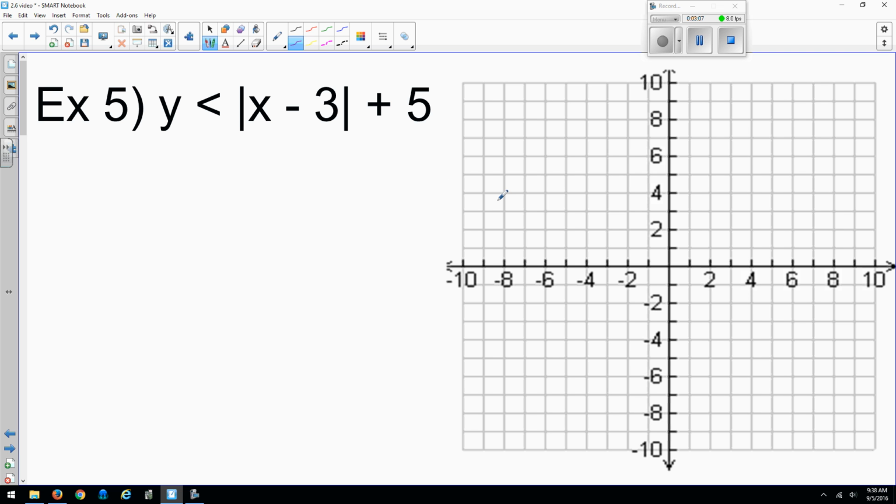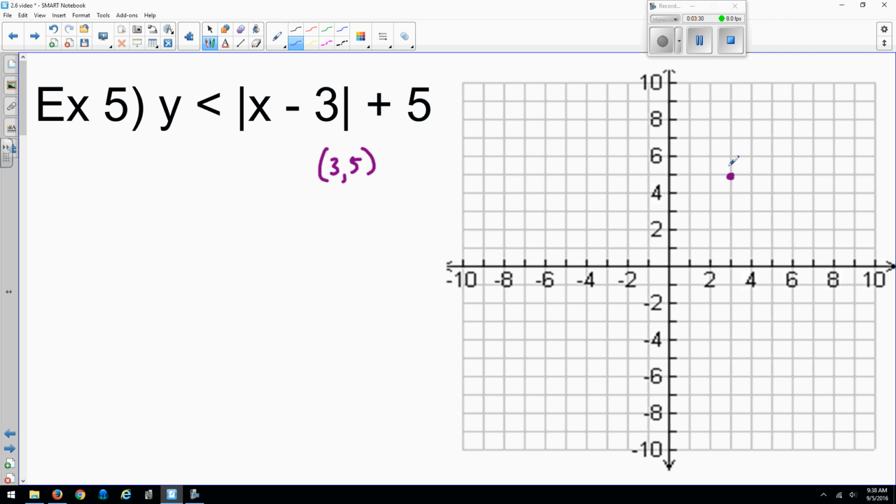And I know that I'm going to need to put the vertex of this absolute value graph at the point 3, 5. And again, I don't expect you to know how to do this yet. However, we are certainly going to be talking about this in class. But for now, I'm going to go ahead and graph this.